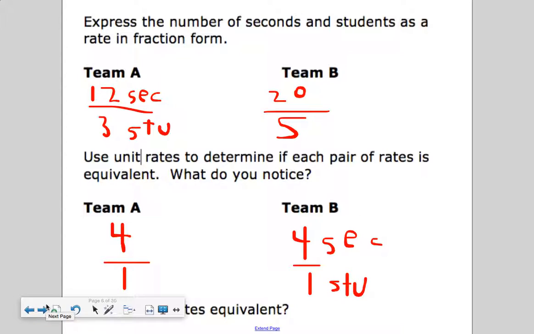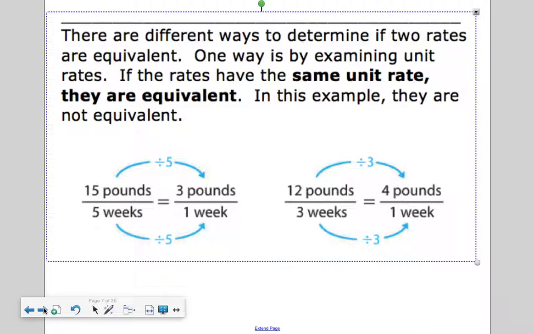So today's lesson is you're going to be given 2 fractions or 2 ratios, and you're going to tell me if they are equivalent. If so, it is called proportion. So we're really learning something called proportion, where 2 equivalent ratios are proportional. So there are different ways to determine if 2 rates are equivalent.